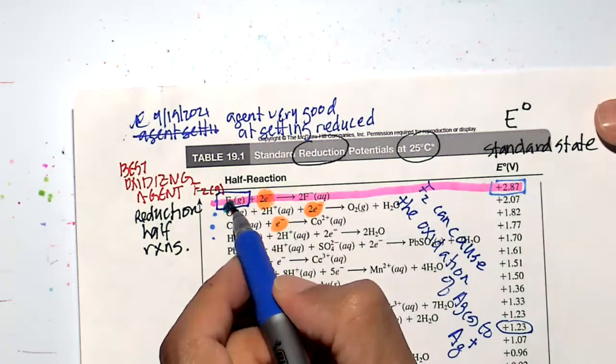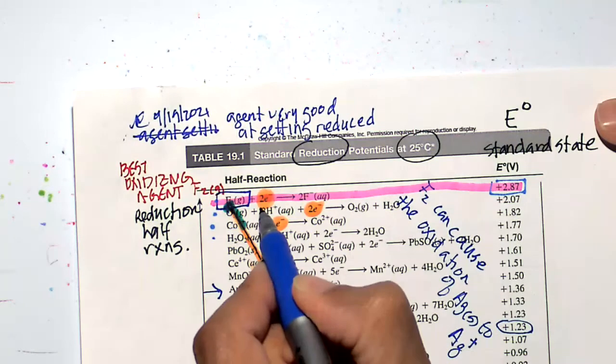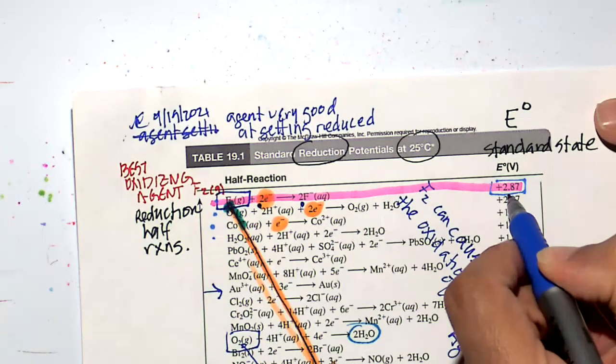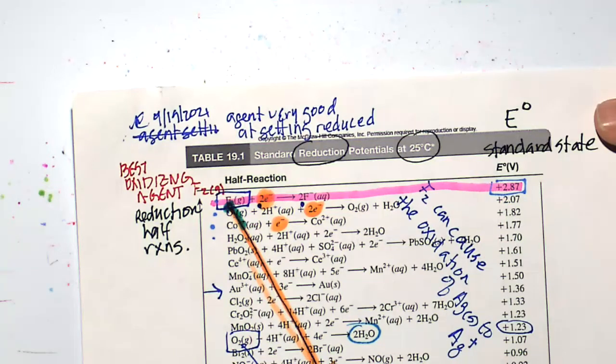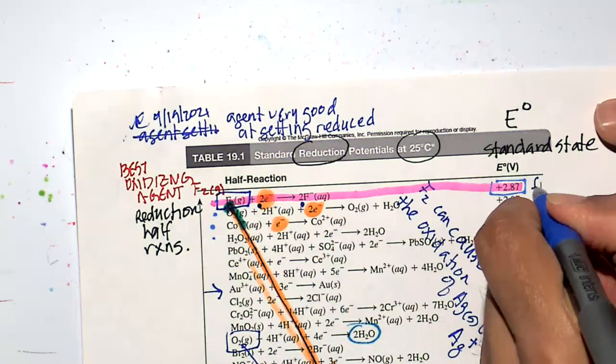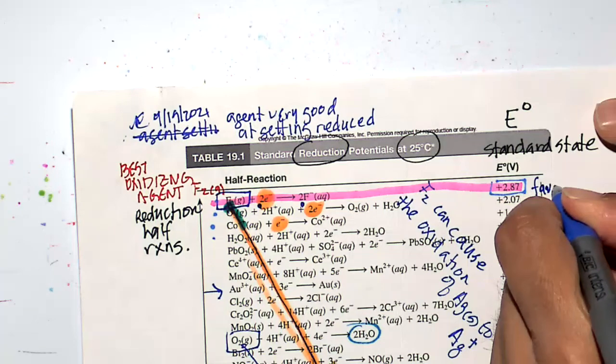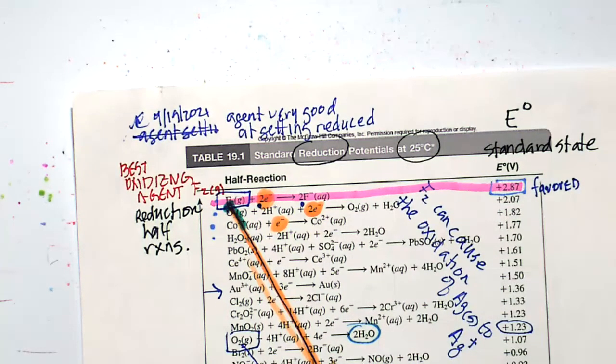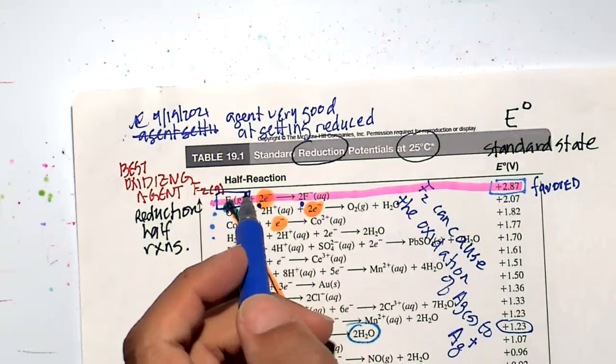All right, so let's see here, you guys. F2 gas plus 2E minus goes to 2F minus. Positive 2.87, is that favored or disfavored? Positive 2.87? Very favored. In fact, that's the most positive value you see in this whole table. Okay, so it's very good at getting reduced, in turn causing someone else's oxidation. Okay, so that is an oxidizing agent.